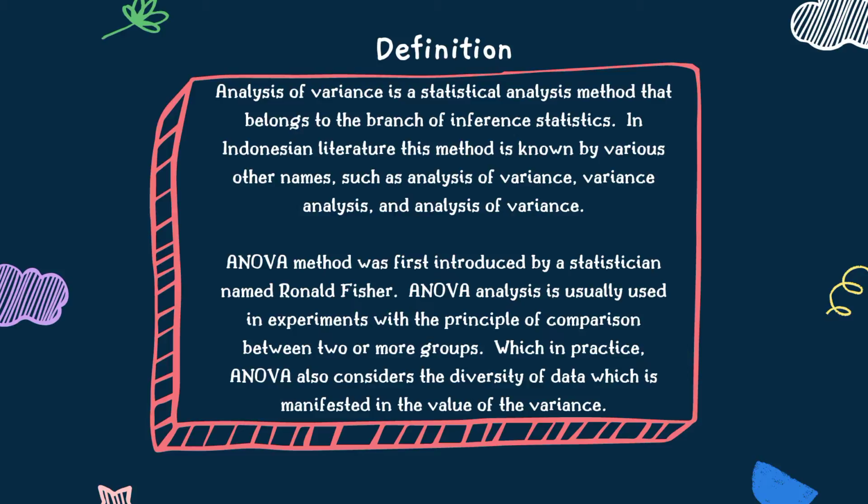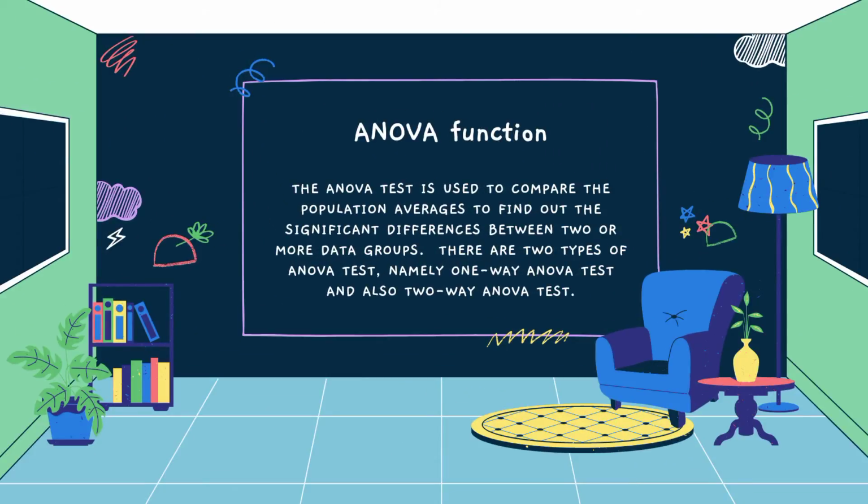ANOVA analysis is usually used in experiments with the principle of comparison between two or more groups, which in practice also considers the diversity of data, manifested in the value of the variance. ANOVA function: the ANOVA test is used to compare population averages to find significant differences between two or more data groups. There are two types of ANOVA test, namely one-way ANOVA and two-way ANOVA.